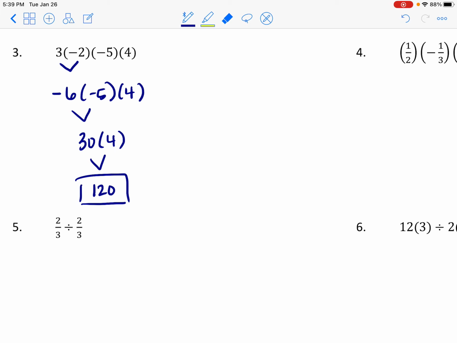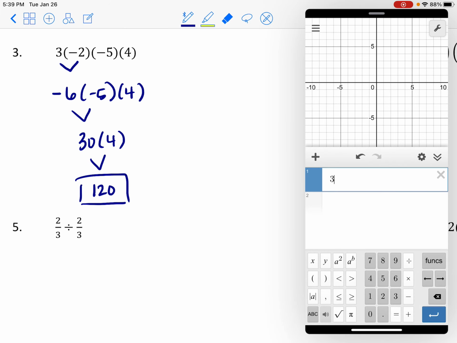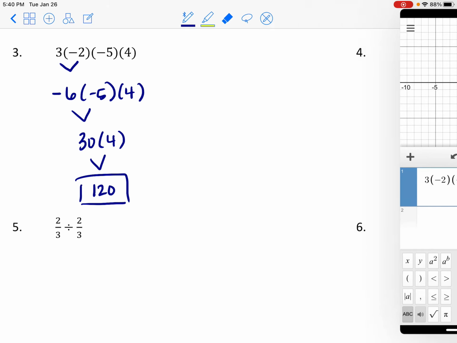And again, that could be confirmed with the calculator. So we are brushing up skills, but we can also use our technology. So if you wanted to plug all this in as is, actually try to type it in as is, that's helpful, then you end up with the same answer. So you can verify your work there.